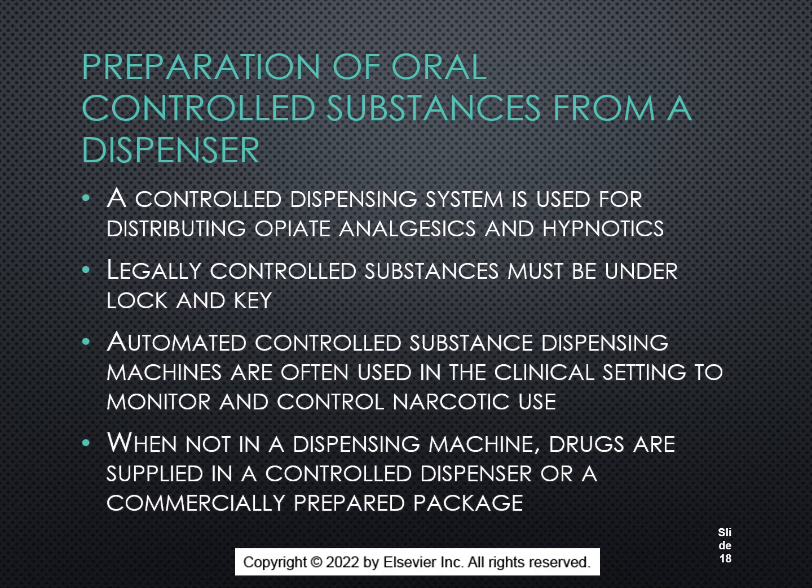A controlled dispensing system is used for distributing opiate analgesics and hypnotics. Legally, controlled substances must be locked away safely at all times. A significant advantage of this type of system is that a username and password or biometric identification system, such as a fingerprint, is used to enter the system. Each nurse has a username and password for gaining entry into the system. Biometric identification ensures that unauthorized users cannot gain access.